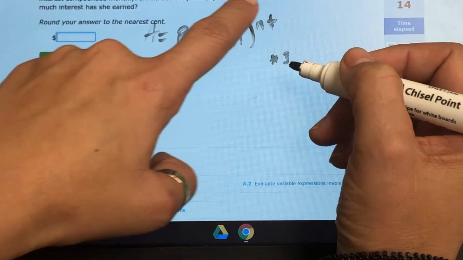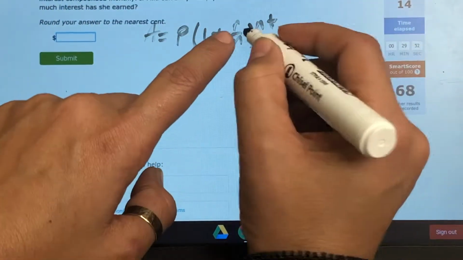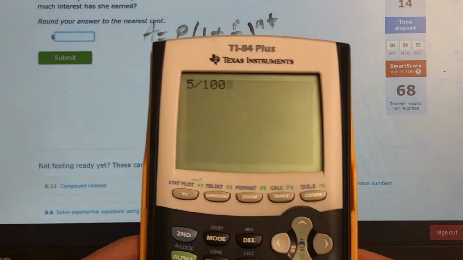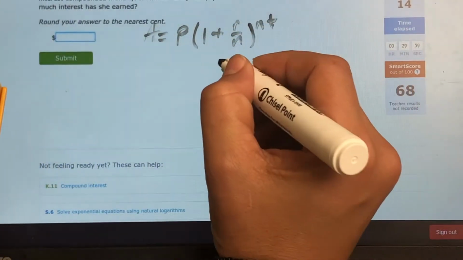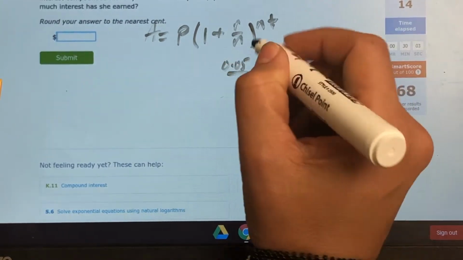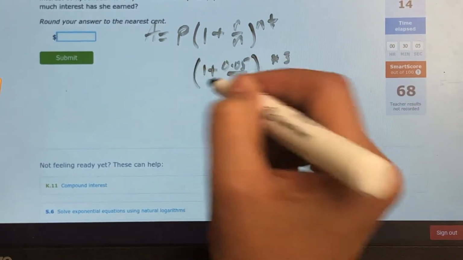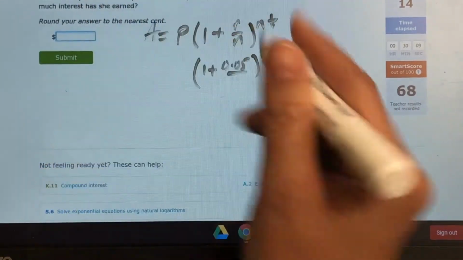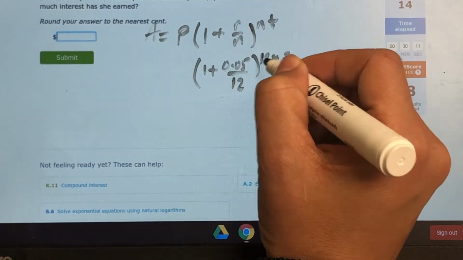Mickey won some money at the lottery and put it in a bank account that earns 5%. So 5% is my interest. Turn that into a decimal by dividing by 100, 0.05. Compounded monthly, so my N is monthly, which is 12. So my N's are 12.